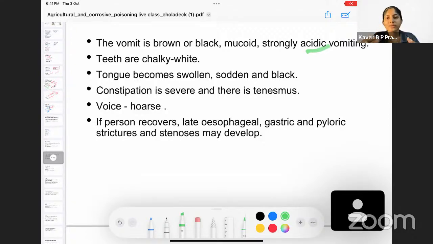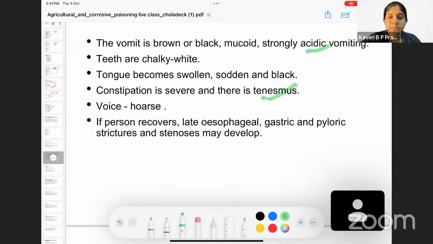He feels like going to the washroom, but then he cannot evacuate his bowel completely. That is the meaning of tenesmus, incomplete evacuation of the bowel. The voice is going to be hoarse because his glottis and voice box are going to be damaged severely. And if the person recovers, late esophageal, gastric, and pyloric strictures and stenosis may develop, because once all these surfaces are ragged and they try to heal, there is going to be contact between the surfaces.